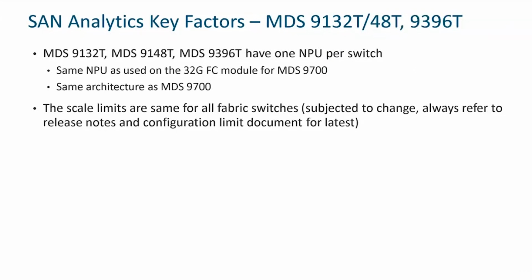About the fabric switches 9132T, 9148T, and 9396T, we have one NPU per these switches. So you can obviously argue that for the 9132T we have just 32 ports and one NPU, and for the 9396T we have 96 ports and still one NPU. You can totally argue that, right? However, the scale numbers are the same across the fabric switches. That's 20,000 flows. That's a QA certified number, just to be clear one more time. And you should always refer to the official latest release documents or configuration limit documents for the best information.